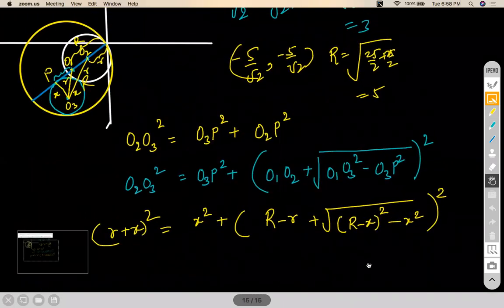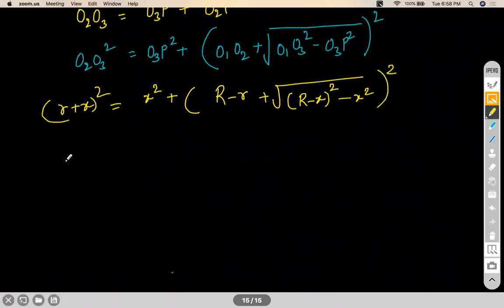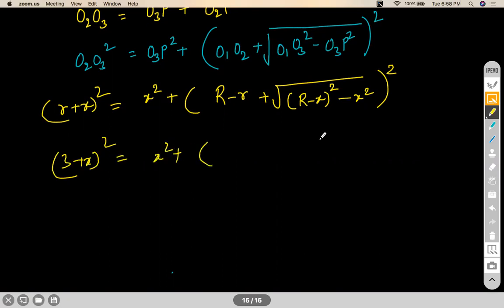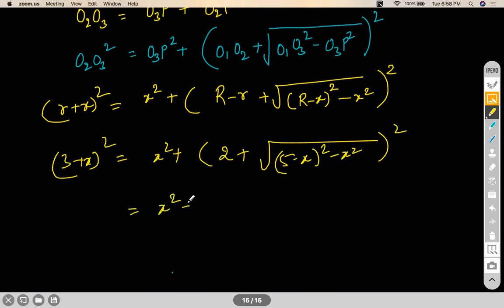So in this case, our small r was 3. So 3 plus x the whole square. Okay. And this is going to be 2. This is going to be 5 minus x the whole square minus x square the whole square. Okay. So that will make things easier. So x square, and this is 2 plus under root of 25 minus 10x. And this is 9 plus x square plus 6x.